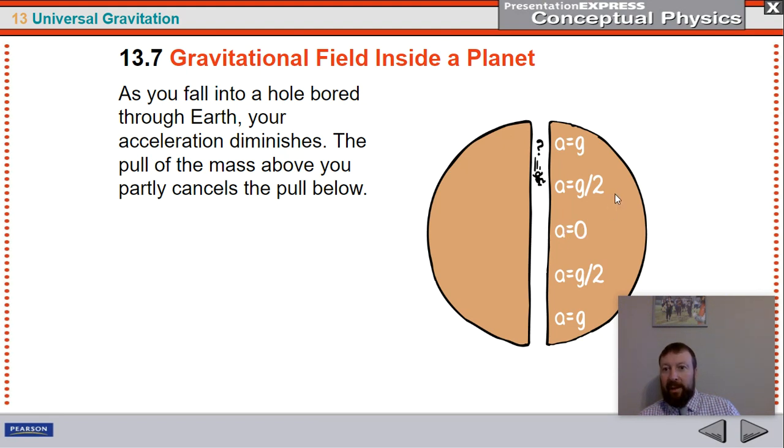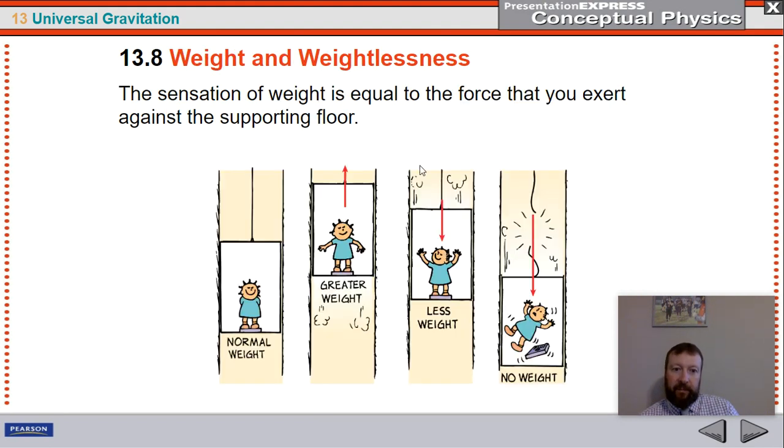And that's because the center of mass is being pulled in all directions. And they kind of cancel each other out, just like we did with vectors. And if they cancel each other out, there is no force. And if there is no force acting on you, you have no acceleration. So that's one of the things we look at. And if you're halfway between the center of the Earth and the surface, you'd have half g and vice versa. It's proportional.